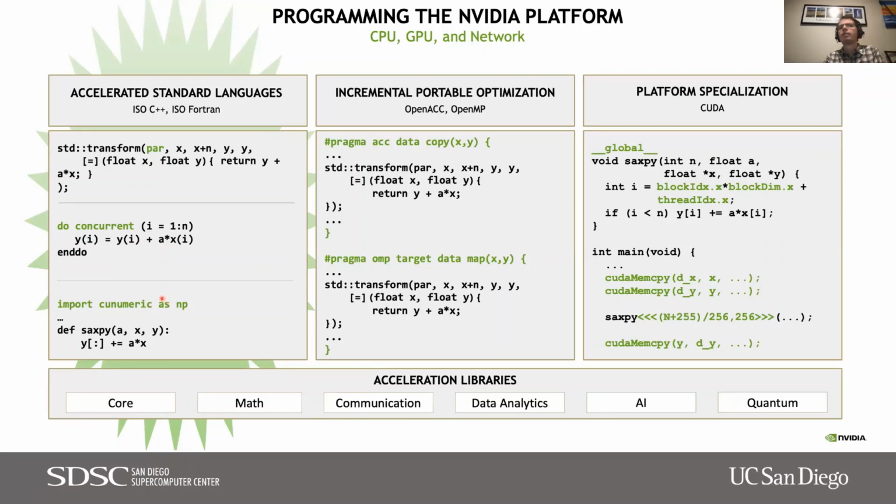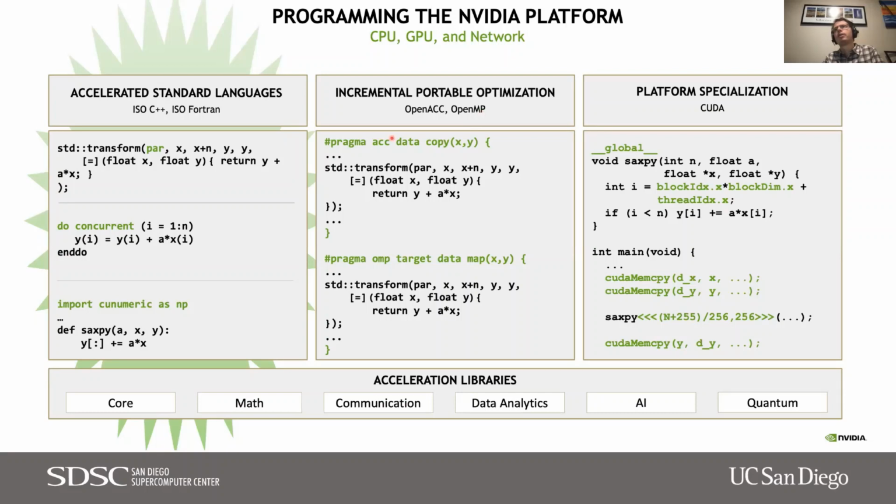If you have something like Python, you can use cuNumeric, and it will parallelize basically automatically, similar to NumPy. It will automatically use fast libraries, and it will use them on the GPUs.